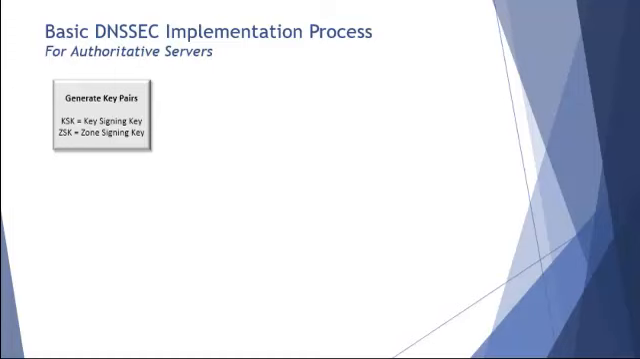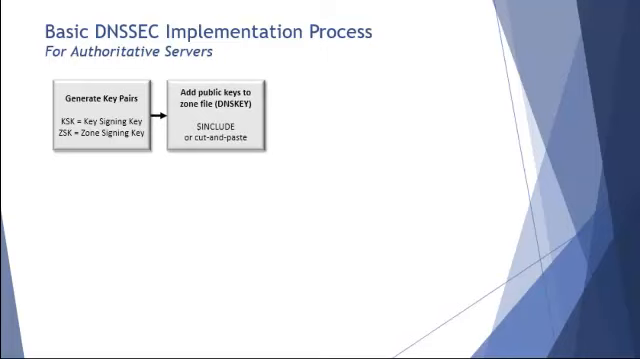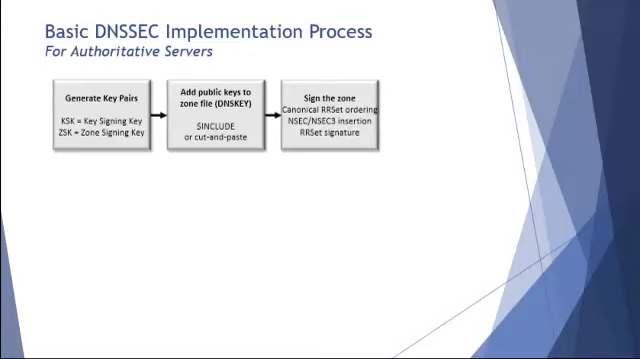to generate key pairs. There's actually a pair of pairs, as I mentioned, a private and public component. The key signing key, the zone signing key, again, the utilities are generally provided by your DNS implementation. You want to add the public keys to the zone file. You can use an include statement or just paste them in. And then you want to sign the zone. So again, there's utilities for that generally.